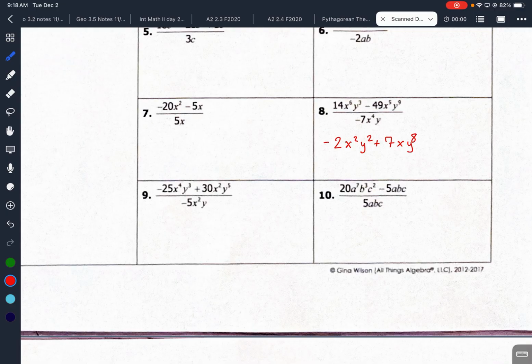So if there was no y in the denominator, would it change the y? No, it would just come along with it, right? Okay, so you guys do 10.